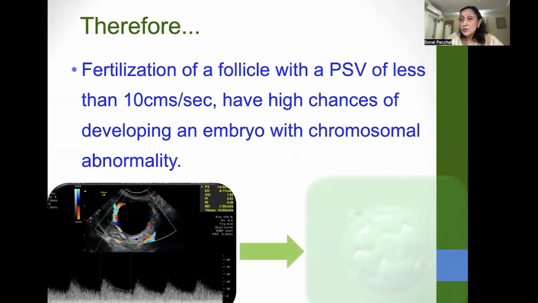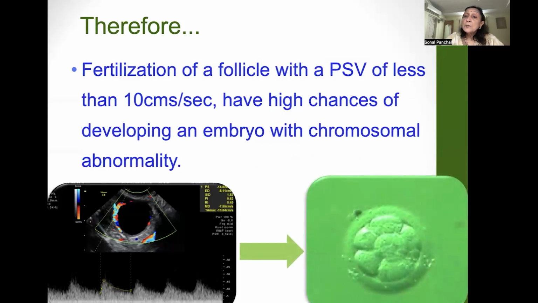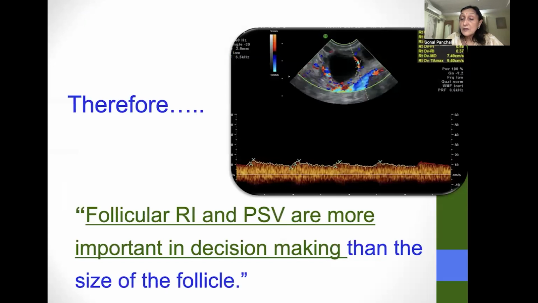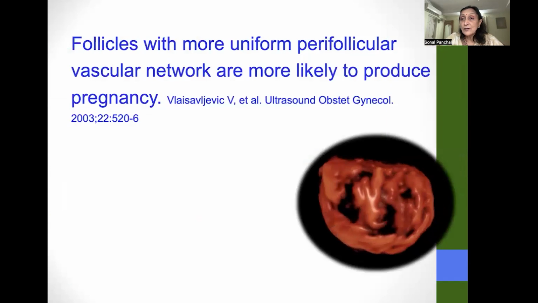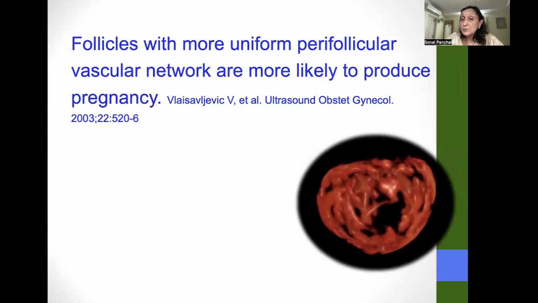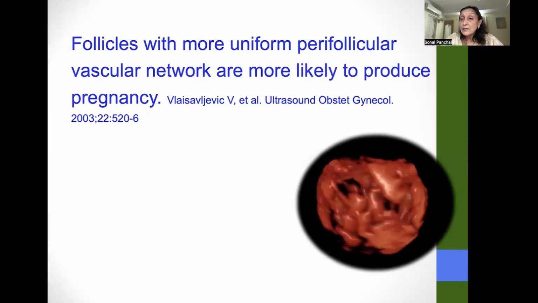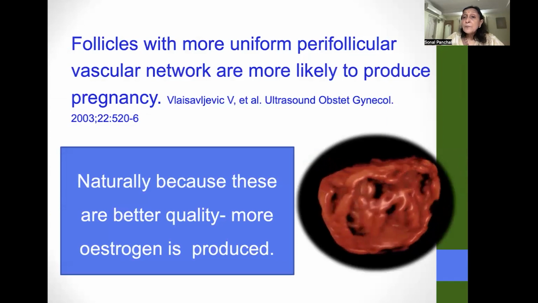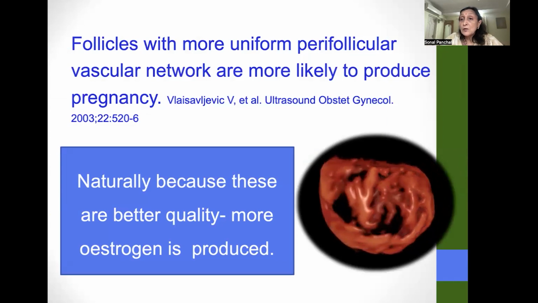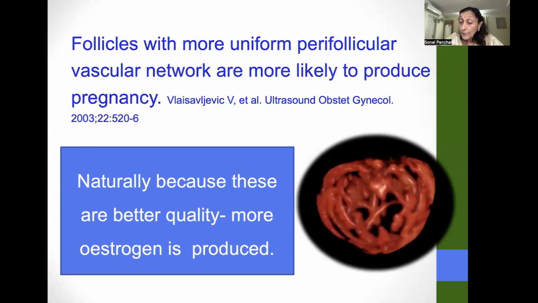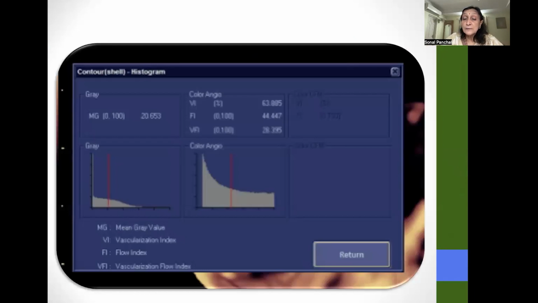There are studies which have also demonstrated that if the PSV of the follicle is less than 10 centimeters per second, the chances of chromosomal abnormalities in the resultant embryos are pretty high. It is therefore essential to check the RI and the PSV of the follicle before taking a decision for the trigger instead of just looking at the size of the follicle. Moreover, it has also been documented that follicles with a more uniform perifollicular vascular network are more likely to produce pregnancy naturally, because when the blood flow is more, that means the estrogen level per follicle is more, and that means the follicle is of better quality.